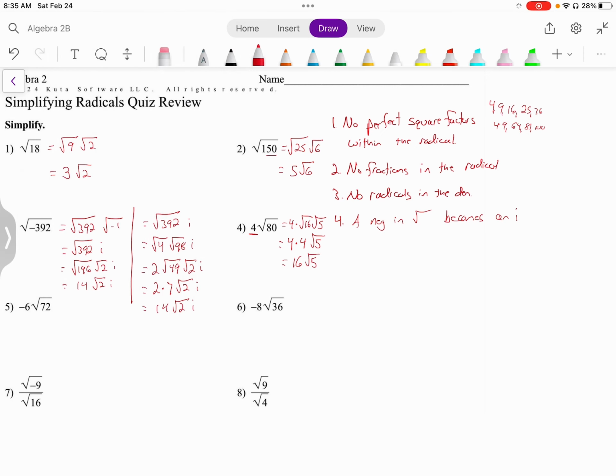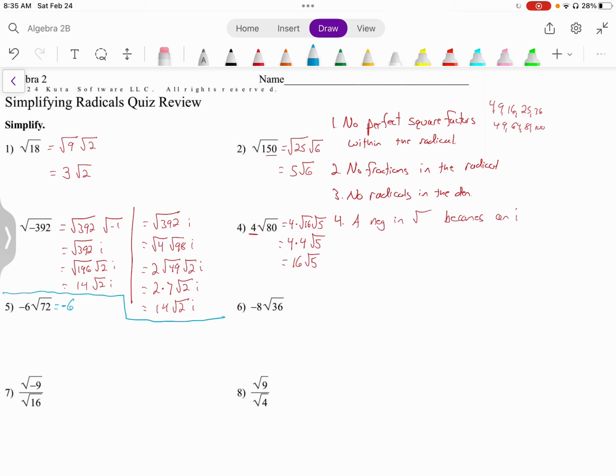All right, next one, I'll change color just because I have some stuff written here already. So we'll try to divide this. We have negative 6 times the square root of 72. The negative's outside the square root, so we don't have to worry about the negative. We're allowed to have a negative out there. 72.